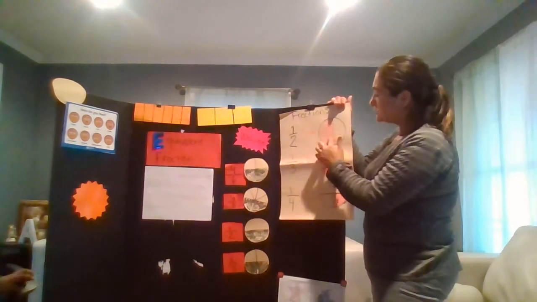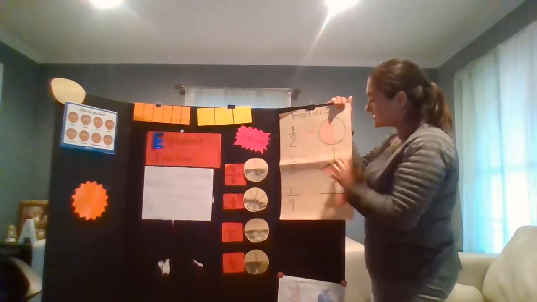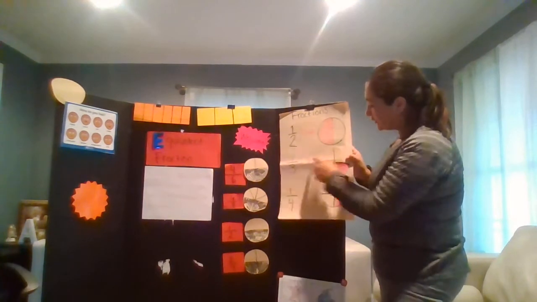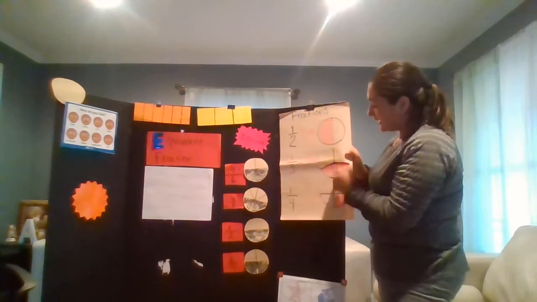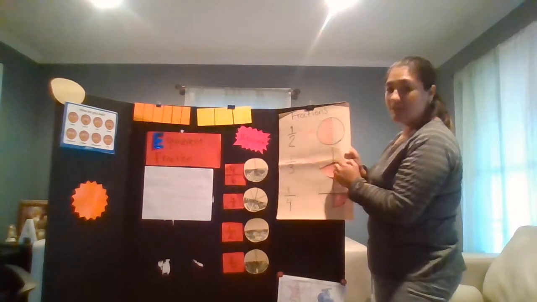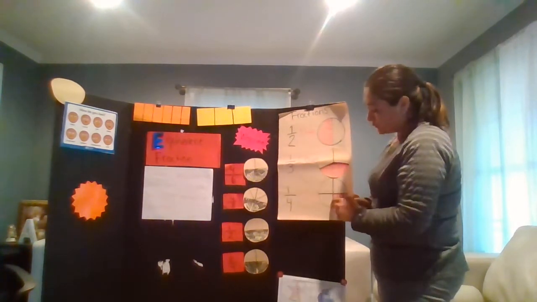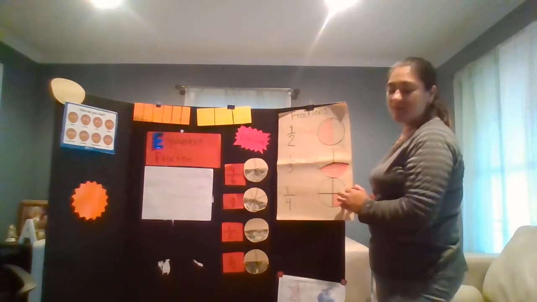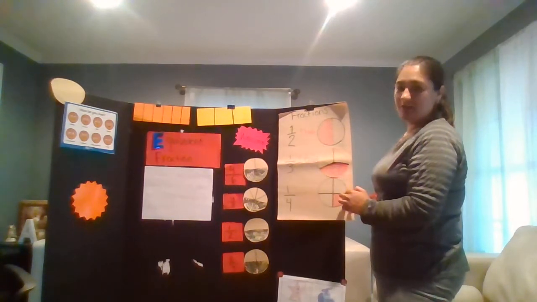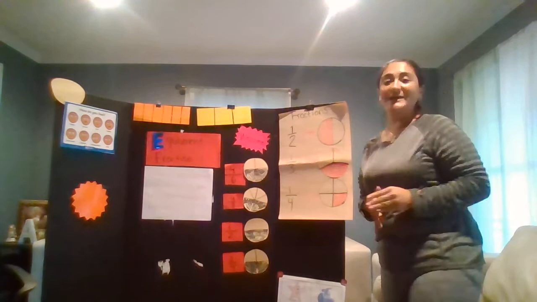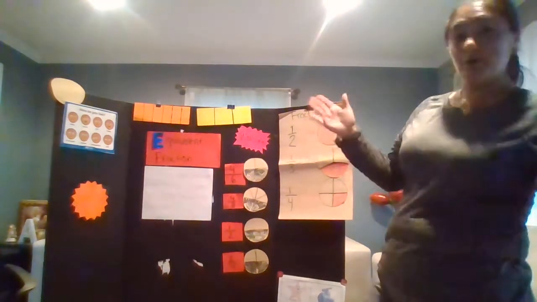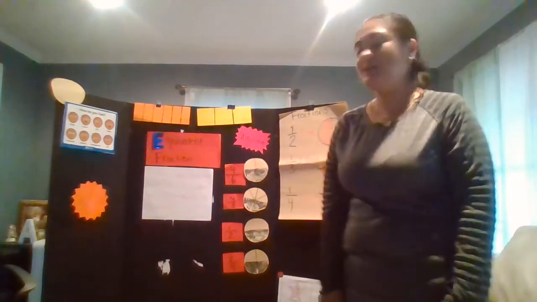Good job. So right here, remember your fractions, we have one half. That means one side is shaded in two parts. We have 1/3, where only one out of three parts of a whole is shaded in. And then we have 1/4. That means one part of four of the whole is shaded in. Okay, good job. So let's get ready and learn about equivalent fractions.